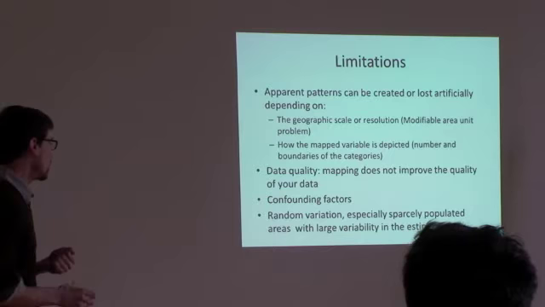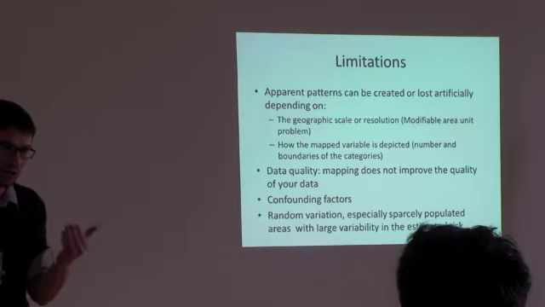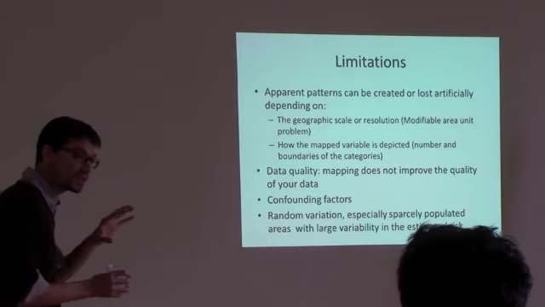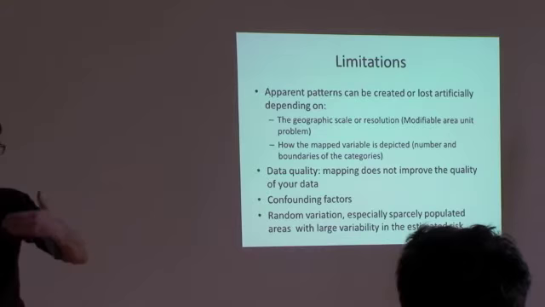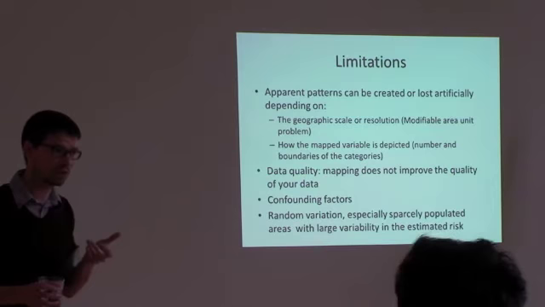And there's the issue of random variation, especially for areas or units for which the population at risk, the denominator, is very small. For those units in particular, one case might lead to a very high perceived incidence or risk, which might just be linked to the fact that you have a very small denominator. You have to be careful about this as well, and there are techniques to deal with that.